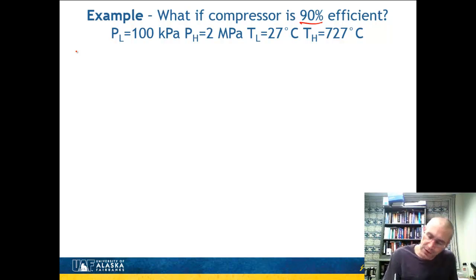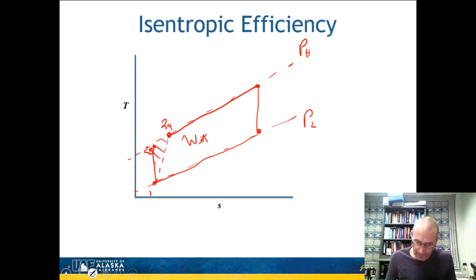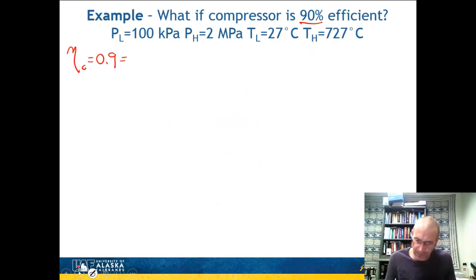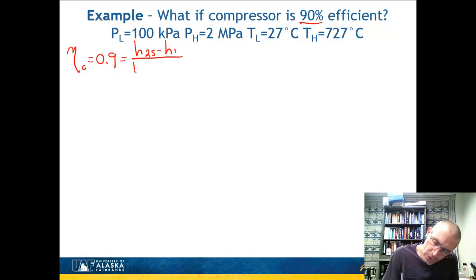So let's return to the problem that we had, but now we're going to say that the compressor is 90% efficient. So the efficiency of the compressor is 0.9. And so remember, if we come back here and look, what we're looking at is this distance and this distance, and the efficiency is going to be that distance over that one right there. So this is going to be 2s and 2 actual. So this right over here is now going to be (h2s minus h1) over (h2 actual minus h1).